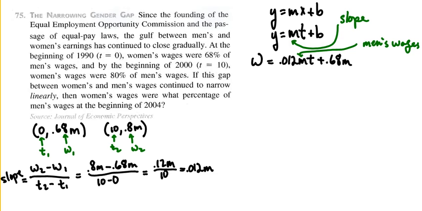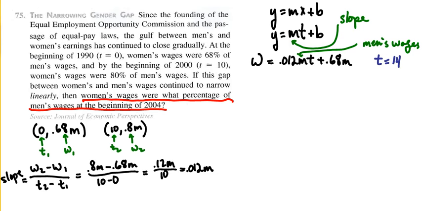Alright, so this is really the equation that we can use to calculate women's wages with respect to men's wages. We're not going to get a value for women's wages, how much they'll be, but we're going to get the women's wages in comparison to men's wages as a percentage of men's wages. So we'll see that in a second. Now what we're actually looking for here is what percentage of men's wages women's wages were at the beginning of 2004. Well, 2004 is 14 years after 1990.